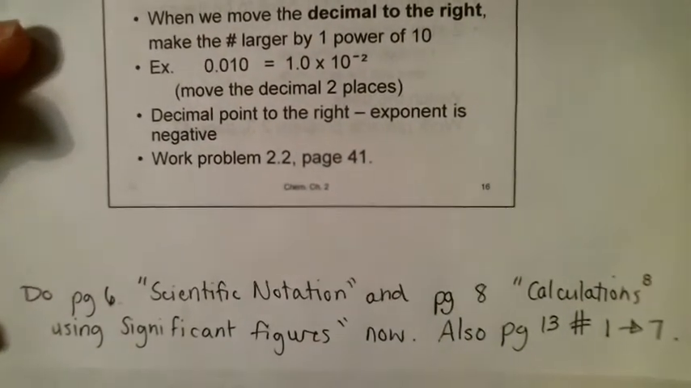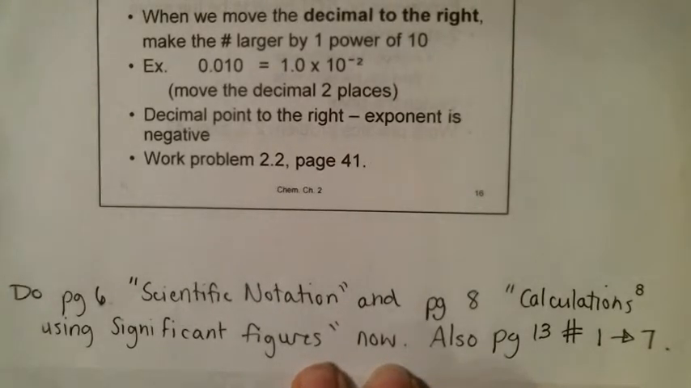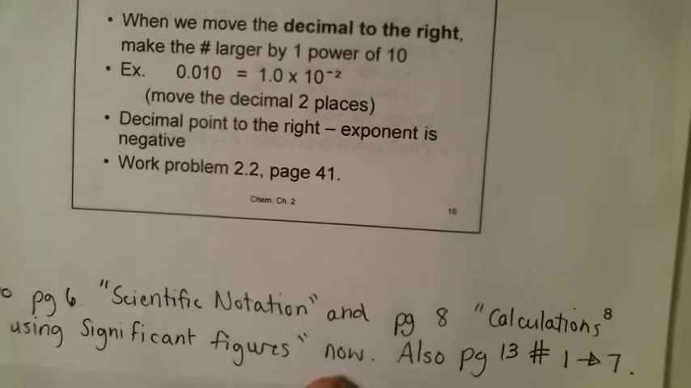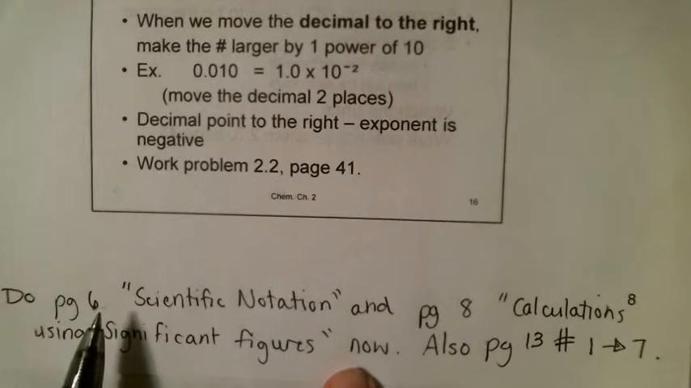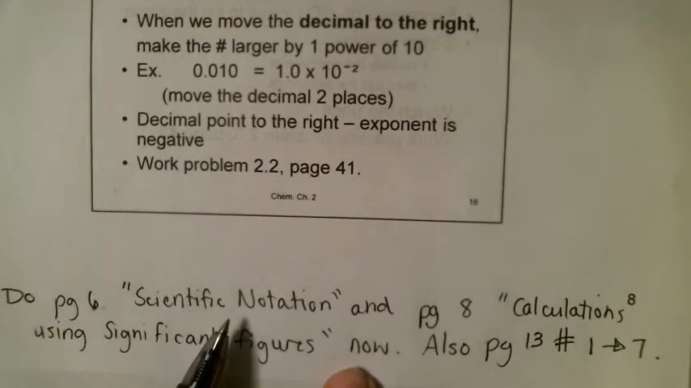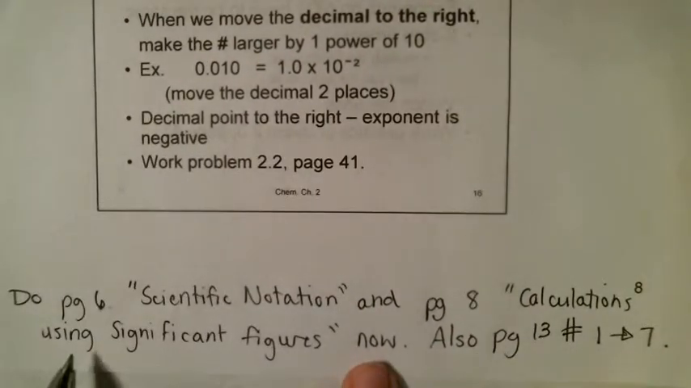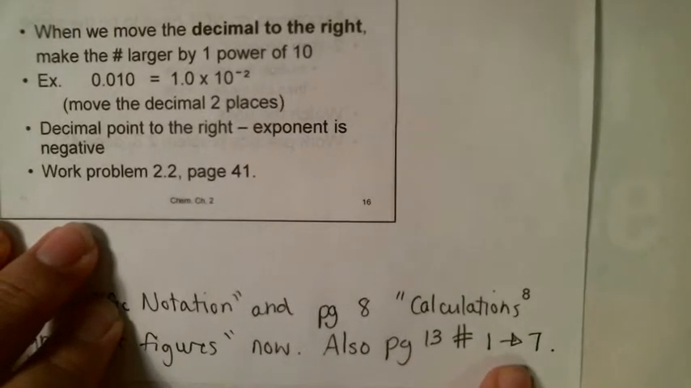At this time, I would like you guys to page to the back of your Chapter 2 note packets. You'll see that after the PowerPoint slide, there are worksheets. Okay? I want you to now work on page 6. The worksheets are numbered at the bottom of the pages. The title is Scientific Notation. And I want you guys to work on page 8. Its title is Calculations Using Significant Figures. I also want you to do page 13, numbers 1 through 7.